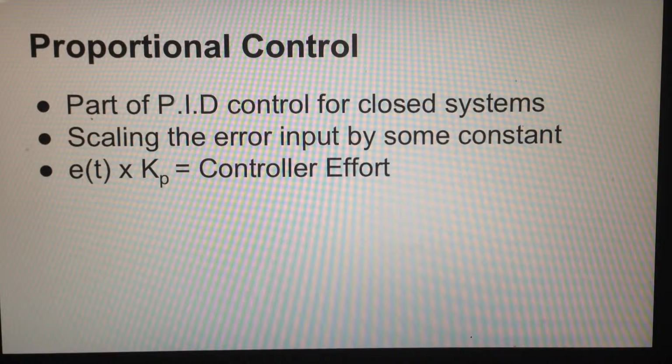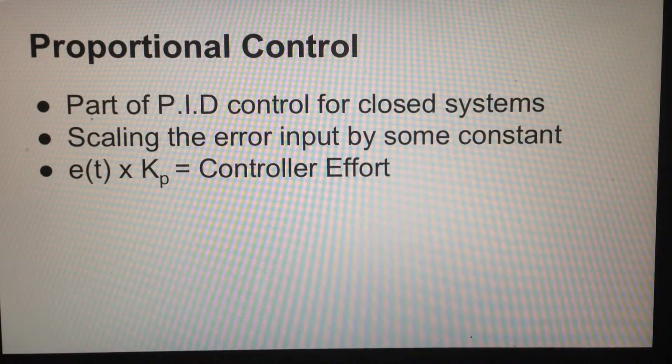So we modified the controller effort by scaling the error input by a constant, which we call K sub P. And we calculated K sub P using a linear curve that depended on our desired temperature, which in our case was 100 degrees C. And you can see the relationship between the error, the constant, and the controller effort in the equation below.